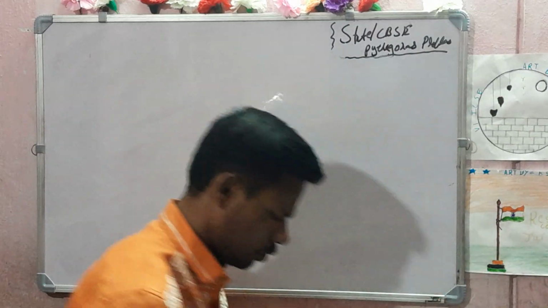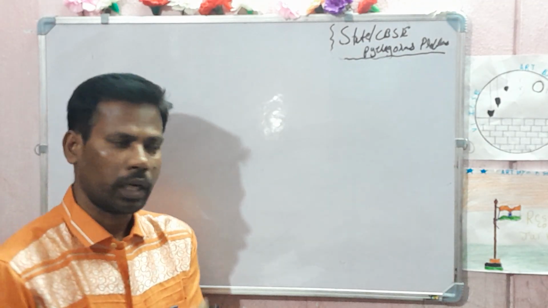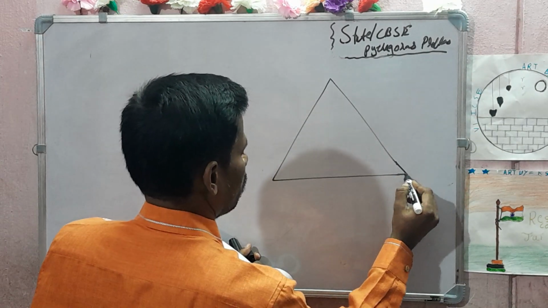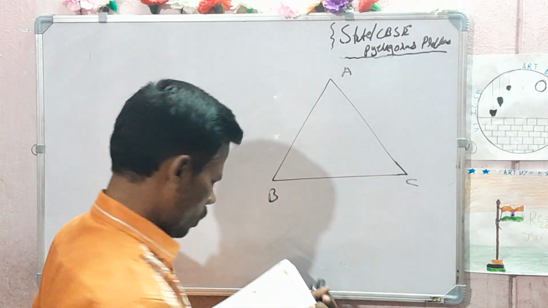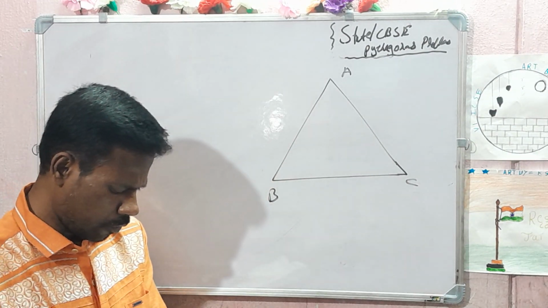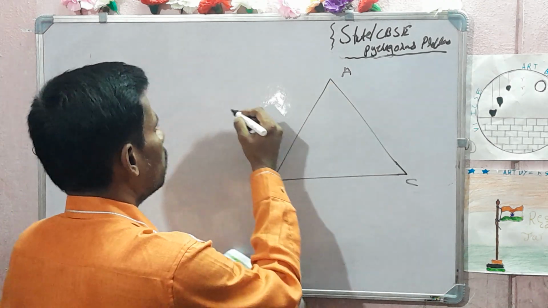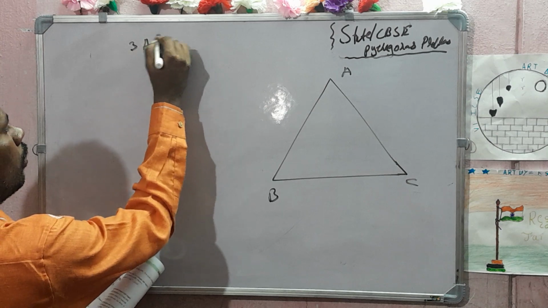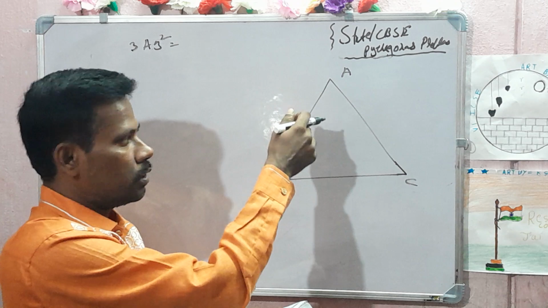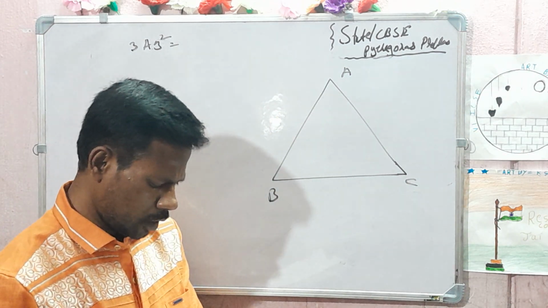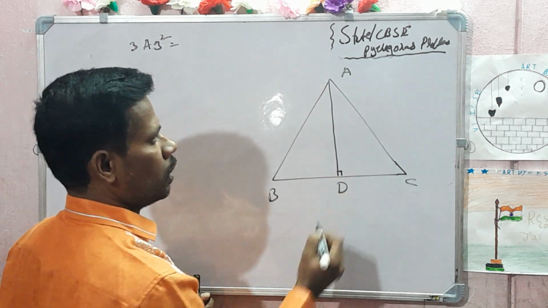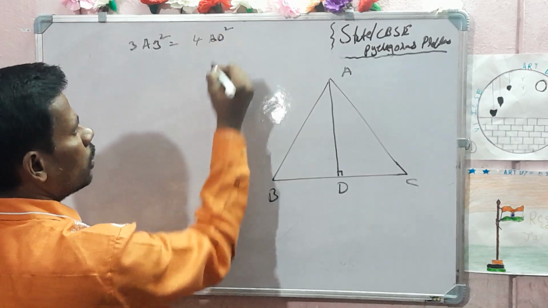Another problem. Prove that 3 times the square of any side of an equilateral triangle, equilateral triangle you should draw, I am taking this side, is equal to 4 times the square of the altitude.